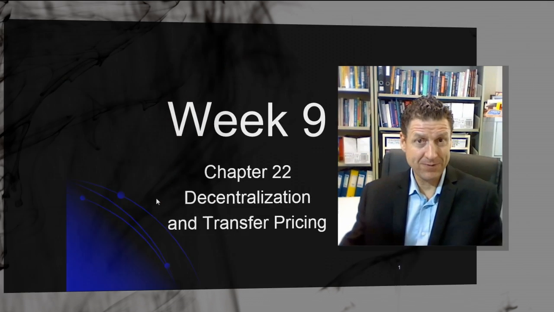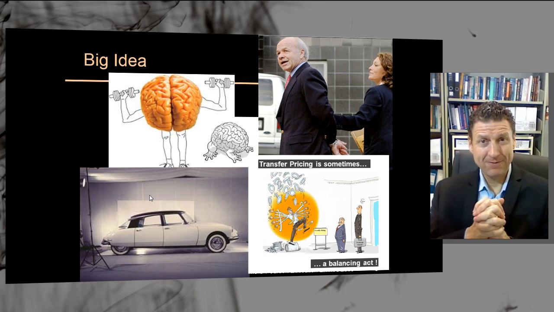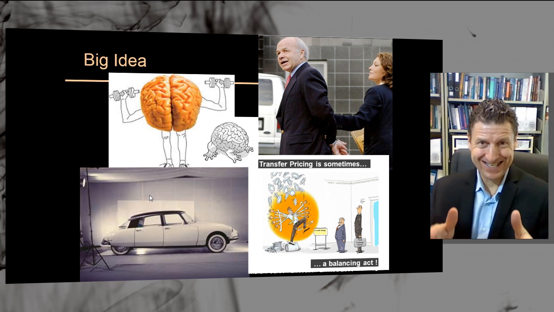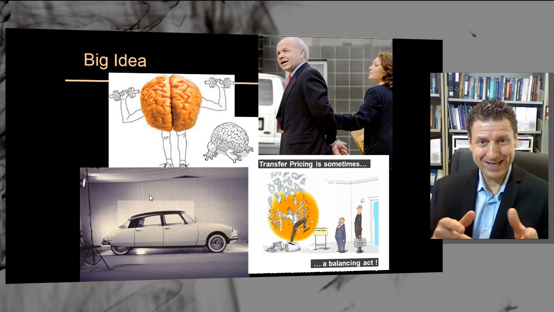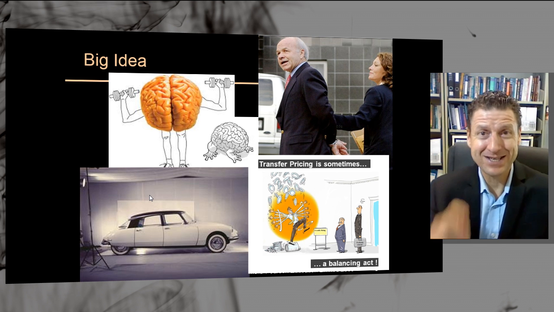But let me try and make it easier for you to understand in the following 4 pictures. Here we have 4 big ideas that we're going to cover here. The first one is the brain. You know the brain, it's working for you all the time.